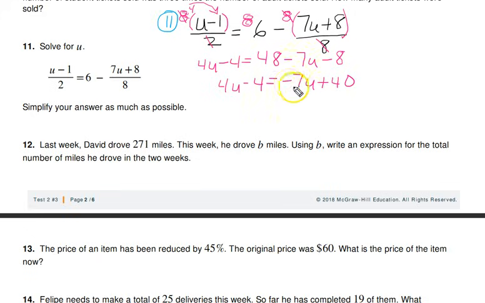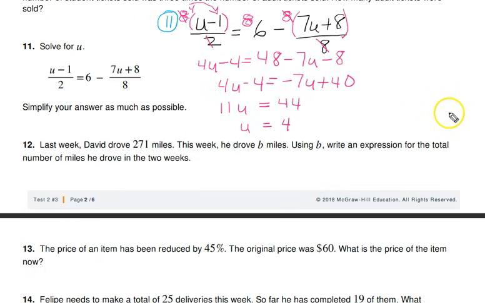So I'm going to add 7 here, or transpose that, and this gives me 11u. I'm going to transpose this. On this side it becomes a positive 4, or add 4. Add 4, this is 44. I'm going to divide both sides now by 11, and I get u equals 4, for number 11, and that checks.